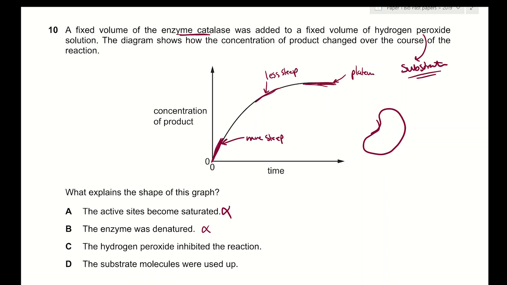Now, for C, the hydrogen peroxide inhibited the reaction. Also, this is incorrect. If that was the case, then the graph would look something like this. Therefore, this is incorrect. The reaction has not been inhibited. For D, the substrate molecules were used up. Yes, as we just said, as the reaction proceeds, there is less substrate until it reaches the plateau where there is no more substrate. Therefore, this is correct and the answer is going to be D.